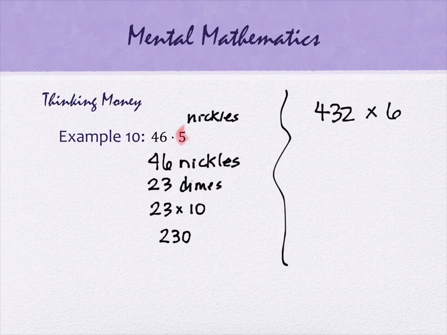432 times 6, I don't know why I chose that, but that'll work. If you take the 6 and break it apart, you recognize it's 2 times 3, then you can always multiply and divide by the same value. So instead you could say, I'm going to multiply this one by 2, and I'm going to divide this one by 2.